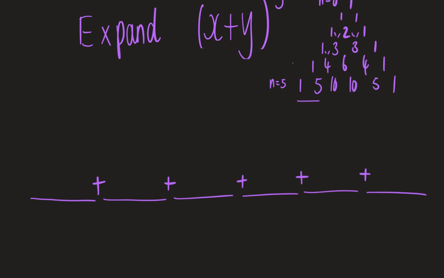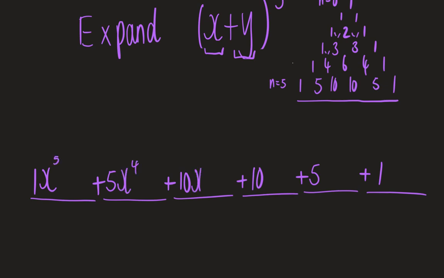Okay, we can put in our coefficients. So we're using the coefficients that we just found from row 5, and we've got 1, 5, 10, 10, 5, 1. And then we've got this first bit here, which is x, and this first bit here, which is y. So we start with x to the power of 5, and we work all the way down: x to the power of 5, x to the power of 4, x to the power of 3, x to the power of 2, x to the power of 1, x to the power of 0, which is just 1, so we don't even need to write it.